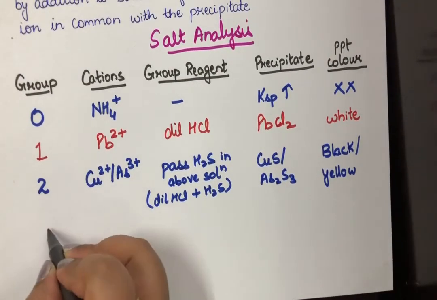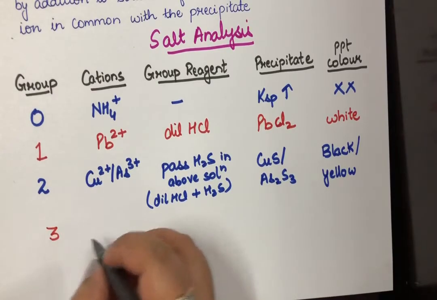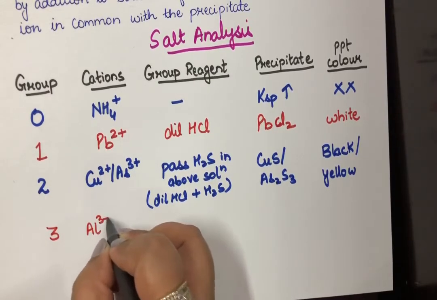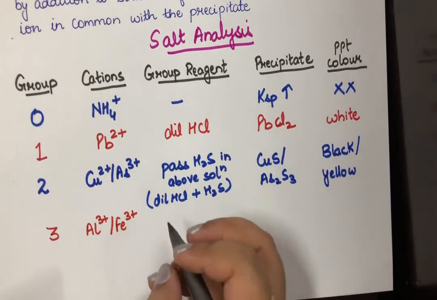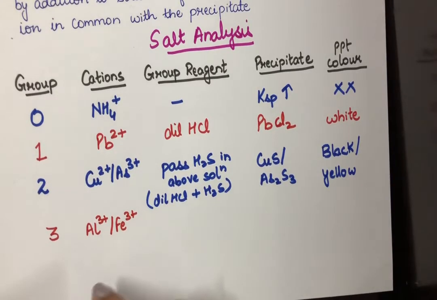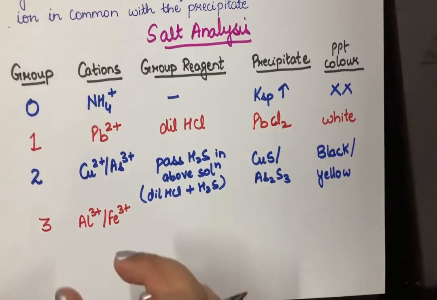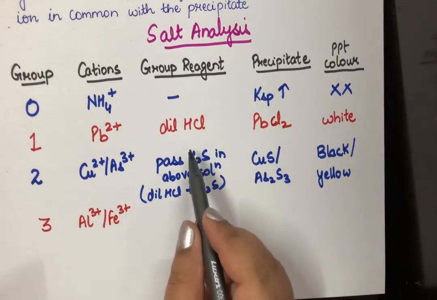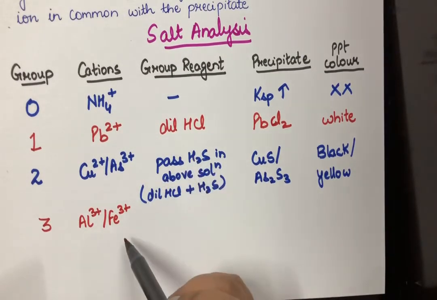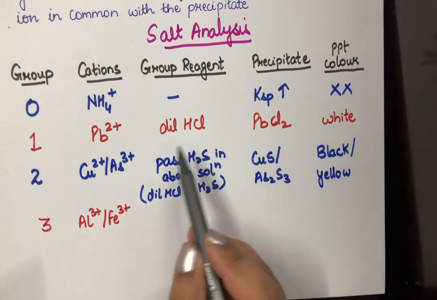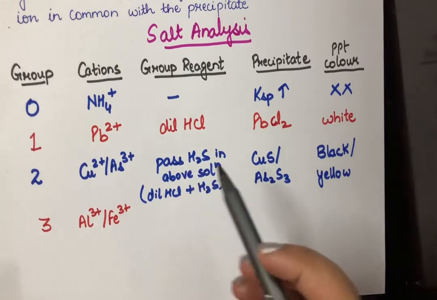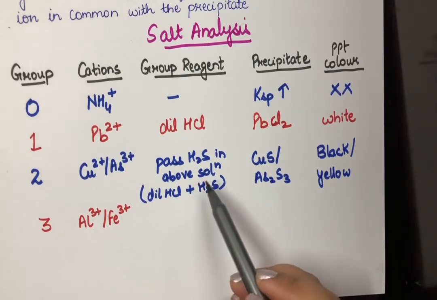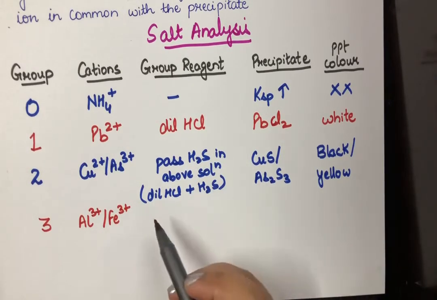The next is going to be your third group. The third group is your aluminium ion and your ferric ion. Here you can either heat the above solution. Your group 2 was absent, so that is why you have moved to group 3. So either you can heat the above solution so strongly that all the H2S that you added has escaped, or you can start afresh.